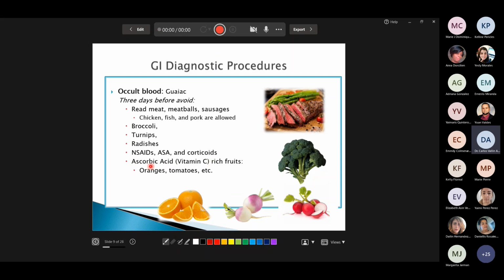Also, vitamin C rich fruits and supplements of vitamin C can produce a false positive, like oranges and tomatoes, or people that take tablets of vitamin C. And it is tested at a level that applies.